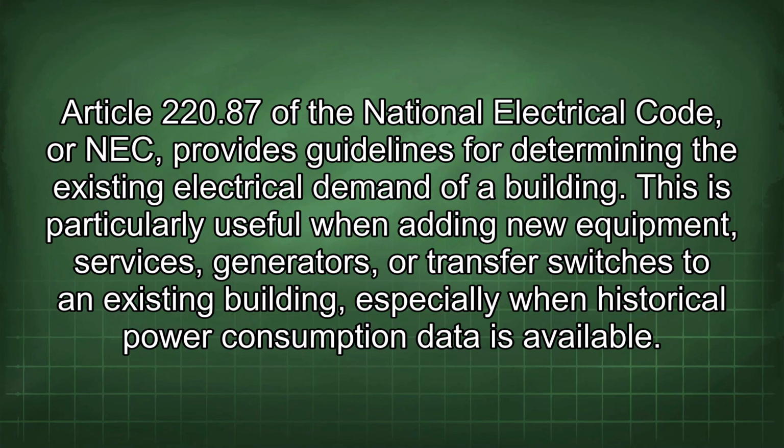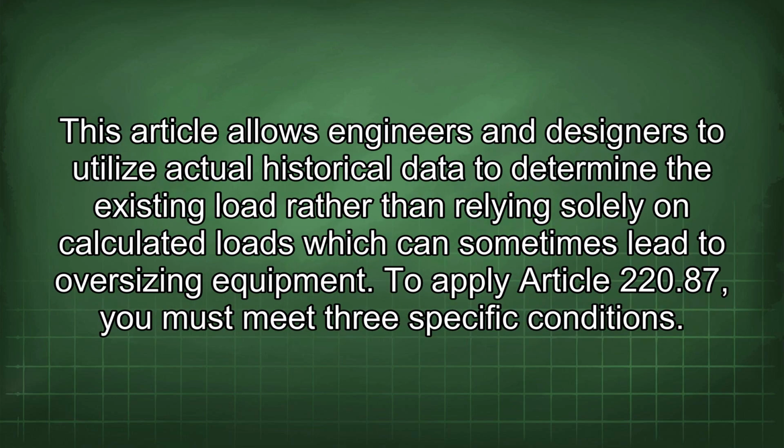Article 220.87 of the National Electrical Code, or NEC, provides guidelines for determining the existing electrical demand of a building. This is particularly useful when adding new equipment, services, generators, or transfer switches to an existing building, especially when historical power consumption data is available. This article allows engineers and designers to utilize actual historical data to determine the existing load rather than relying solely on calculated loads, which can sometimes lead to oversizing equipment.